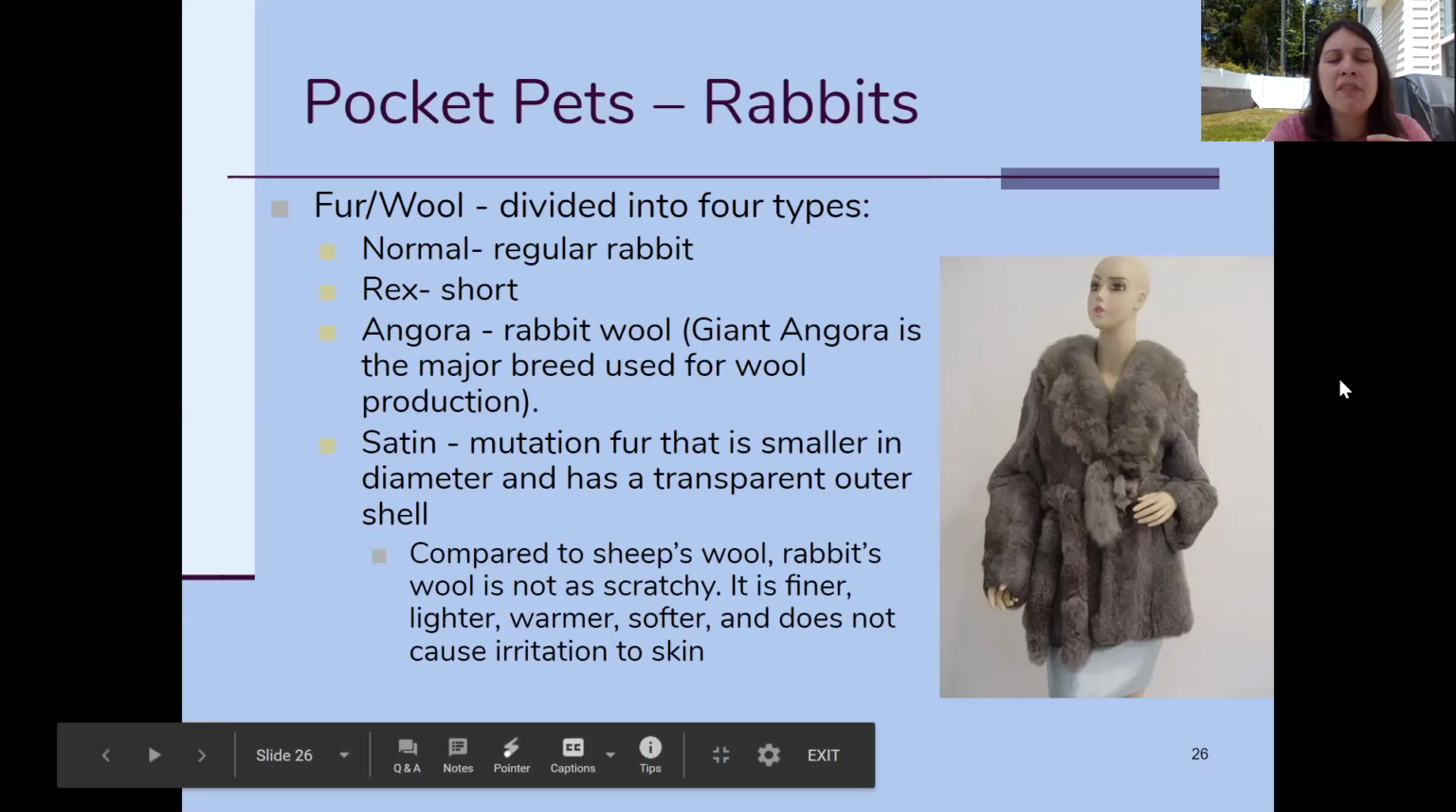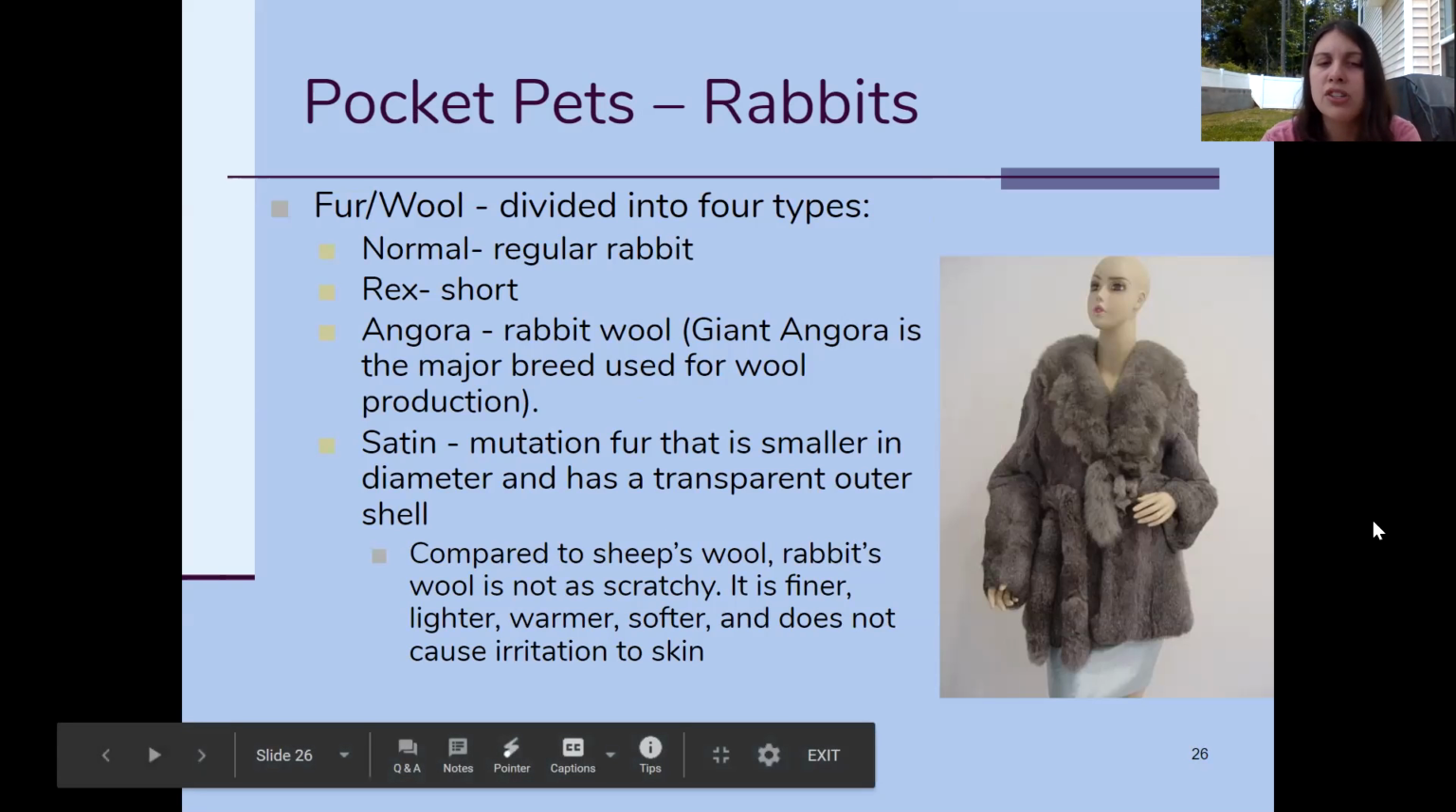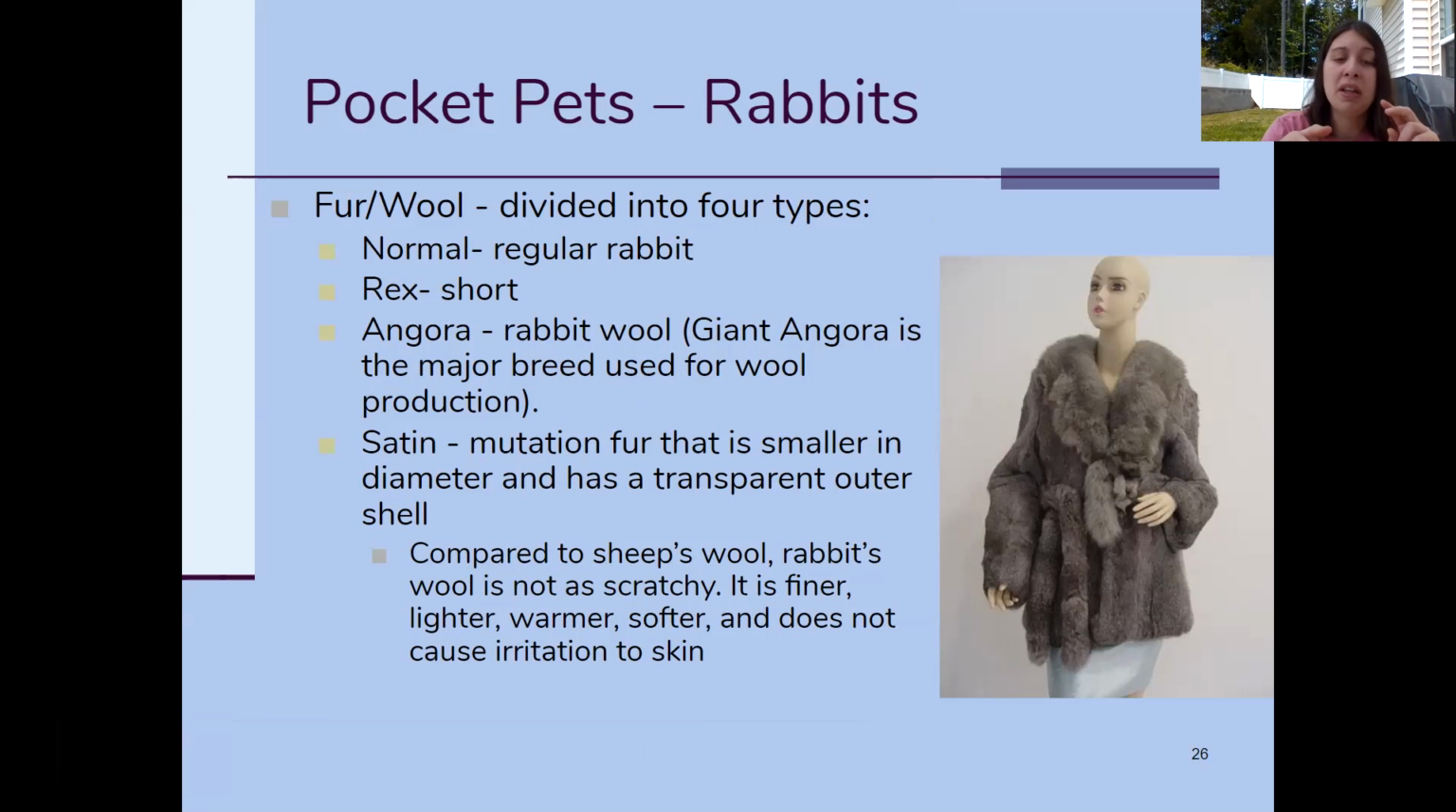A lot of people, if they're going to have a wool coat, would rather have a rabbit coat, but it's not nearly as common because sheep's wool is kind of scratchy. It's not really the best thing. I have wool socks because they keep my feet warm, that's their job, but they are kind of itchy and scratchy. Rabbit wool is a lot softer because it's so much finer. It's lighter, it'll keep you warmer, and because it's not as scratchy, it's not going to irritate your skin as much.